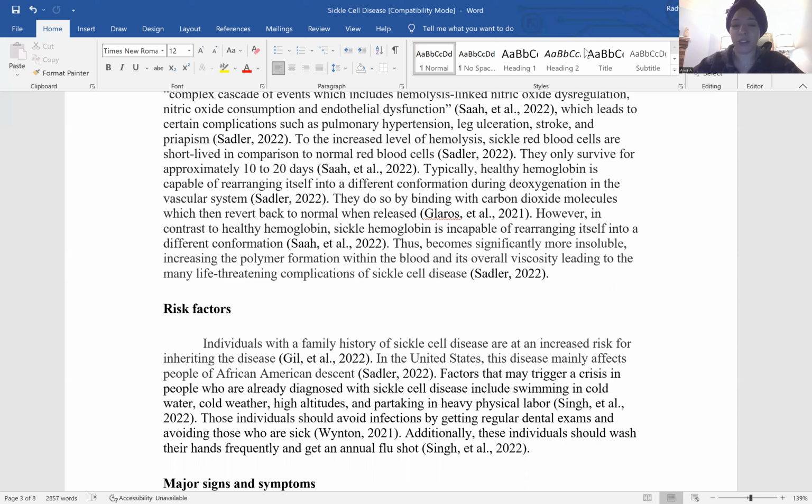However, in contrast to healthy hemoglobin, sickle hemoglobin is incapable of rearranging itself into different conformations, thus becoming significantly more insoluble, increasing the polymer formation within the blood and its overall viscosity, leading to many life-threatening complications of sickle cell disease.